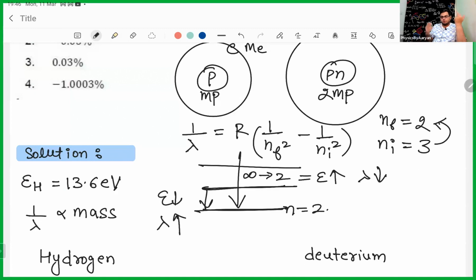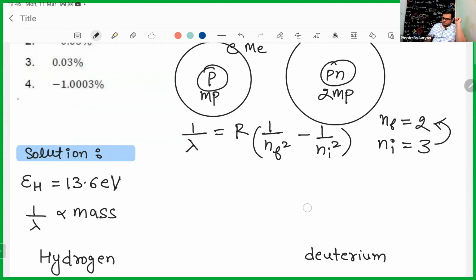That is why for longest wavelength you have to come from 3 to 2. Why 3 to 2? क्योंकि 2 पे तो आना ही पड़ेगा क्योंकि you have Balmer series. And for longest wavelength you have to come from 3 to 2, because in that case energy will be minimum. If energy is minimum, then wavelength is highest. Okay, fine, clear. Any question? Got it.